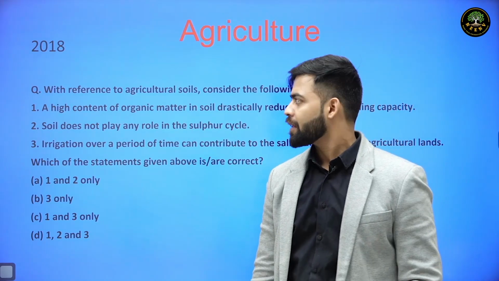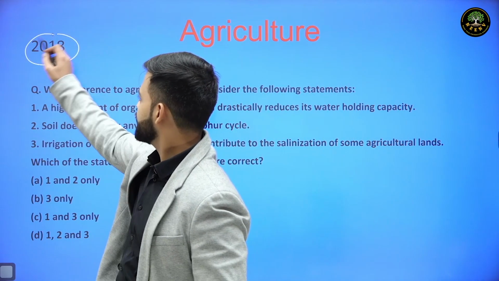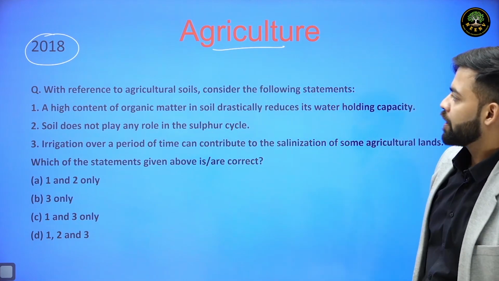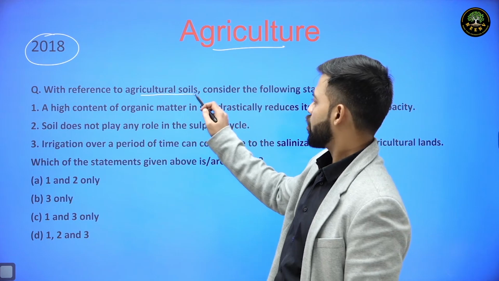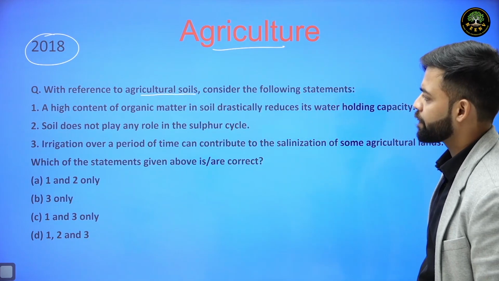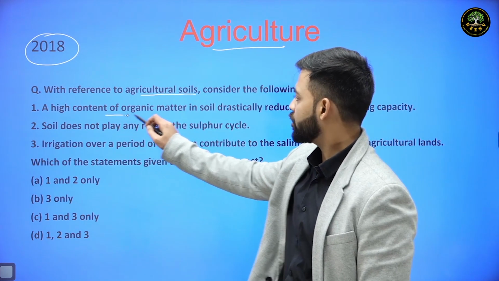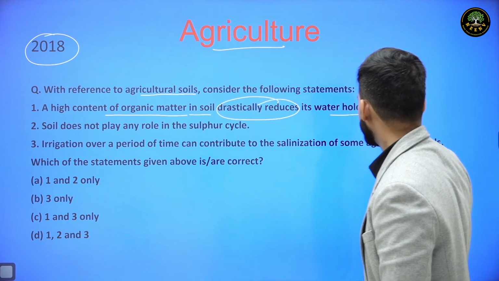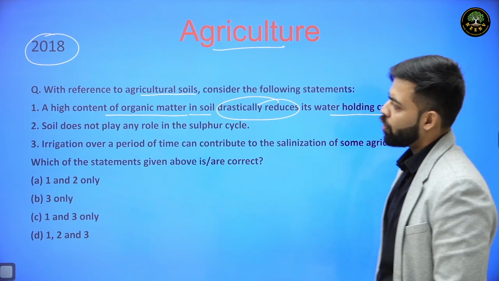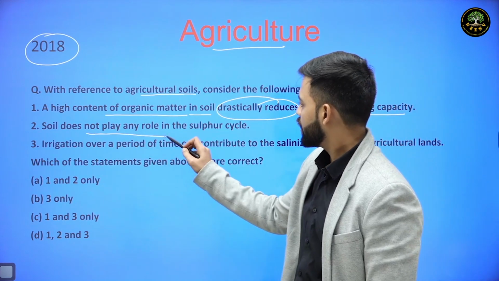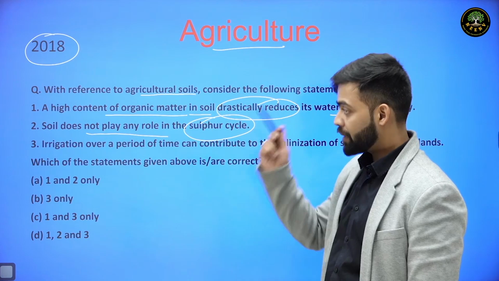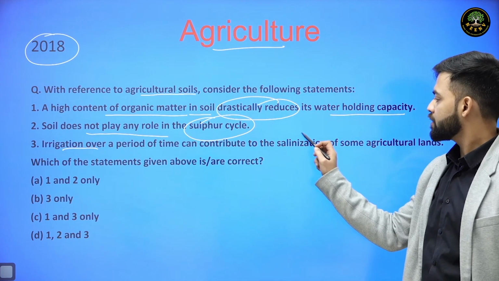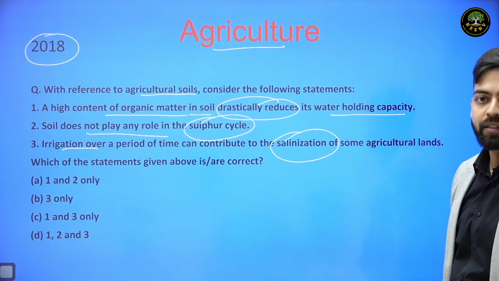Hello and welcome. Let us discuss this question that came in the year 2018 and is related to the topic agriculture. Question is, with reference to agricultural soils, consider the following statements. Number 1, high content of organic matter in soil drastically reduces its water holding capacity. Number 2, soil does not play any role in the sulfur cycle. And number 3, irrigation over a period of time can contribute to the salinization of some agricultural lands.